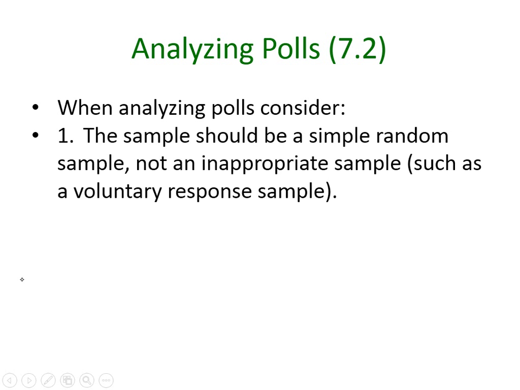A lot of those, like the Gallup poll, make sure they get good simple random samples. But on the other hand, if your news just had this little 'call us if you have an opinion, call us if you support whatever,' then you can't take that and make a good confidence interval out of it because you're not guaranteed that you had good data.